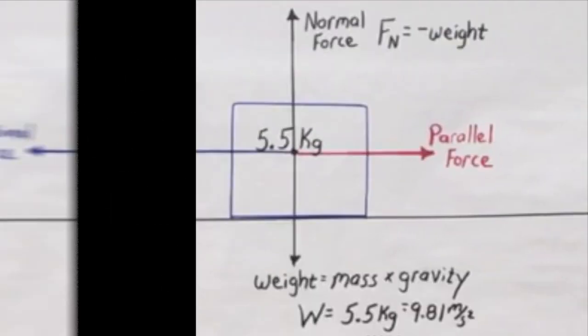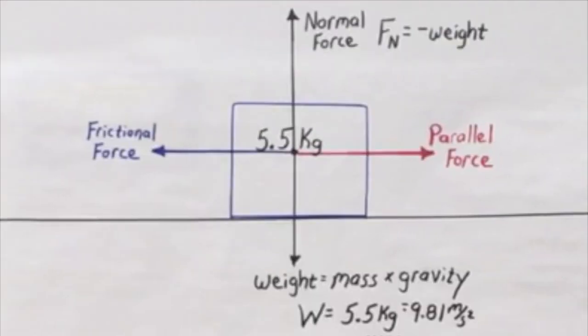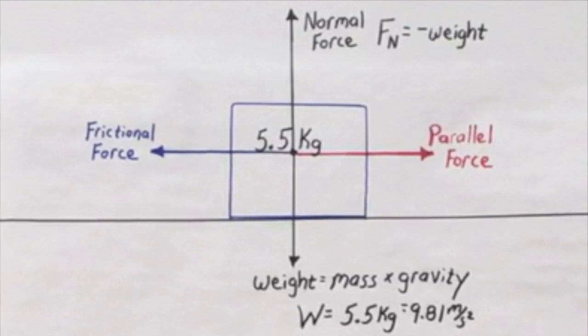In this diagram, we have a block sitting on a flat surface with a mass of 5.5 kilograms. The weight of the block is straight down toward the center of the earth, and to calculate the weight, we take mass times gravity. So the mass of 5.5 kilograms times negative 9.81 meters per second squared, which is the acceleration of gravity, gives us a downward force of negative 54 newtons.